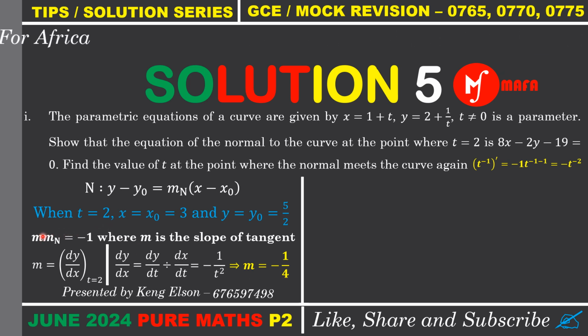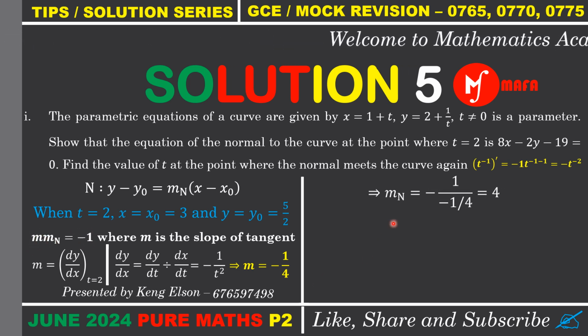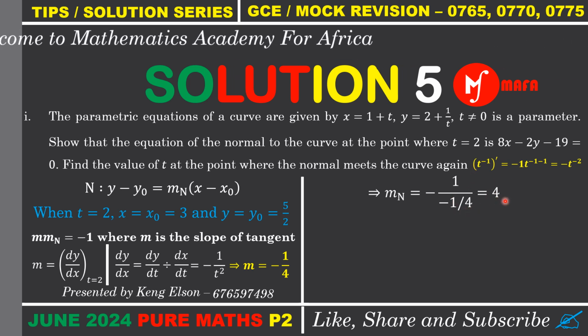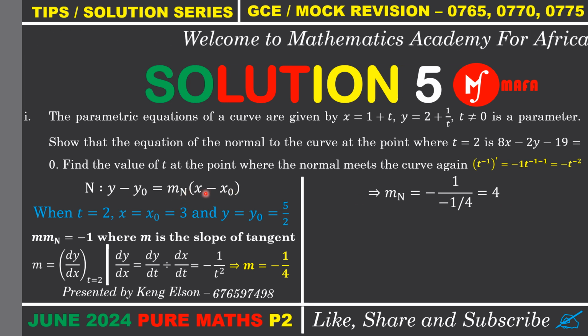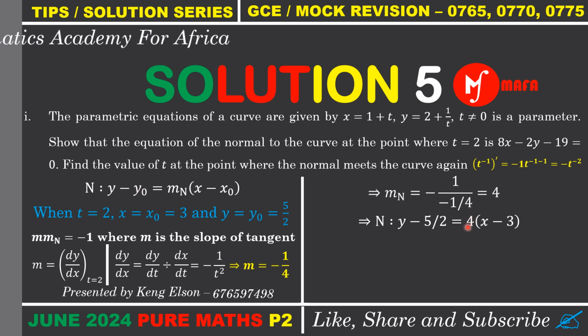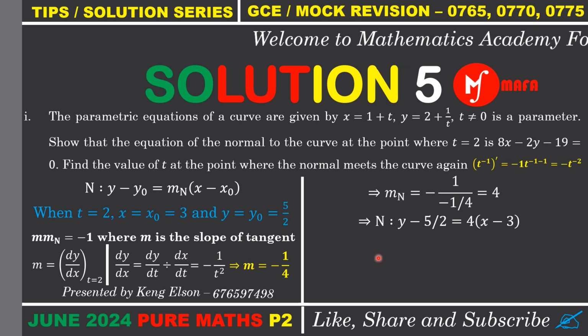What is now the gradient of the normal? It is -1 divided by the gradient of the tangent. So the gradient of my normal is -1 divided by -1/4, which is going to give me 4. Now I replace everything back into the equation of my normal. So I'm going to have y minus 5 on 2, because y0 is 5 on 2, equal to m_n, which is 4, into x minus x0, which is x minus 3.